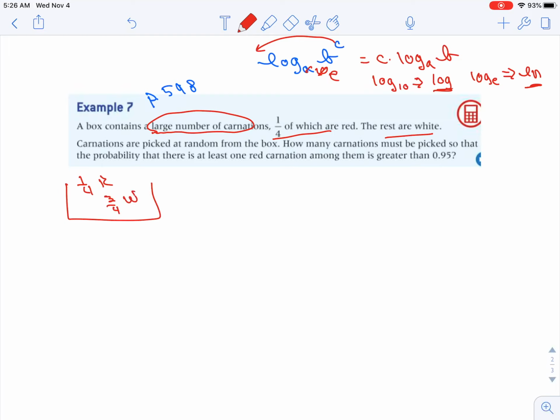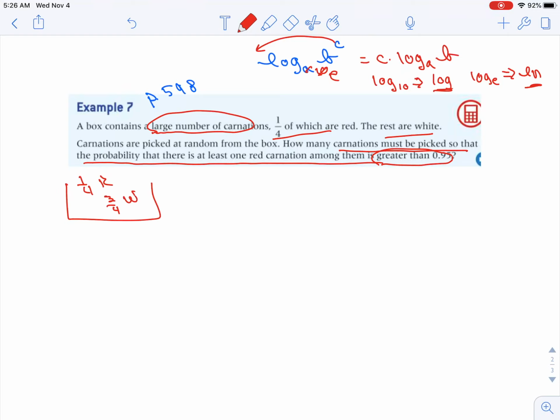Then it says we're going to pick carnations out of the box. So we're just going to keep picking carnations out of the box. And it says how many carnations must be picked so that the probability that there's at least one red carnation among them is greater than 0.95. So again, notice we don't know what the value of n is in this one. We don't know how many are in the box, and we also don't know how many we're going to pick. They're asking us to find the number that we're going to pick.